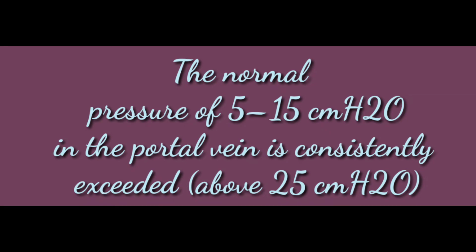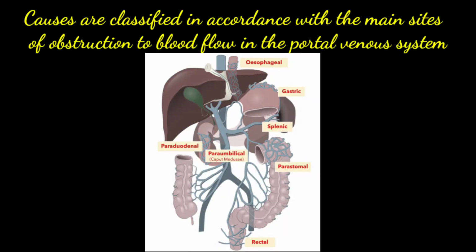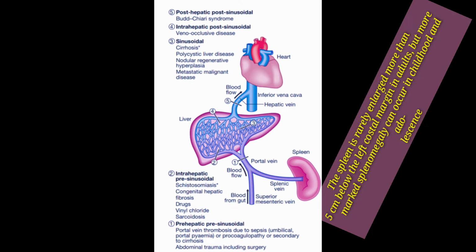The normal pressure of 5 to 15 cm H2O in the portal vein is consistently exceeded, above 25 cm H2O. Causes are classified in accordance with the main site of obstruction to blood flow in the portal venous system. Then what are the causes? The first one we are seeing is prehepatic, pre-sinusoidal.